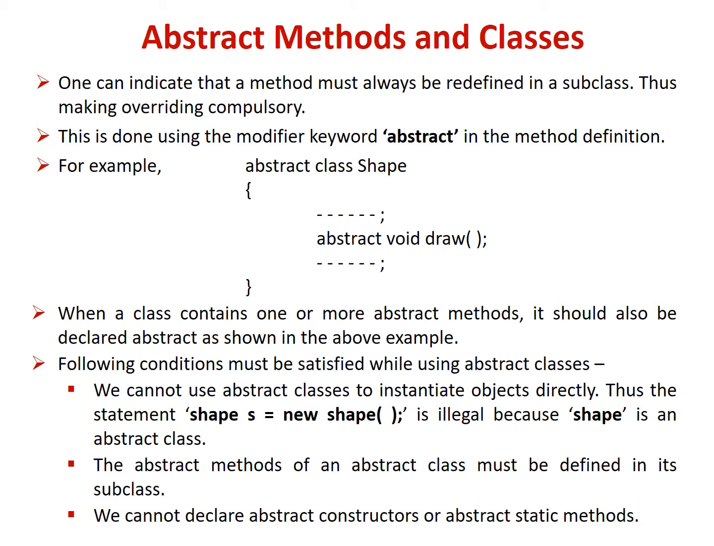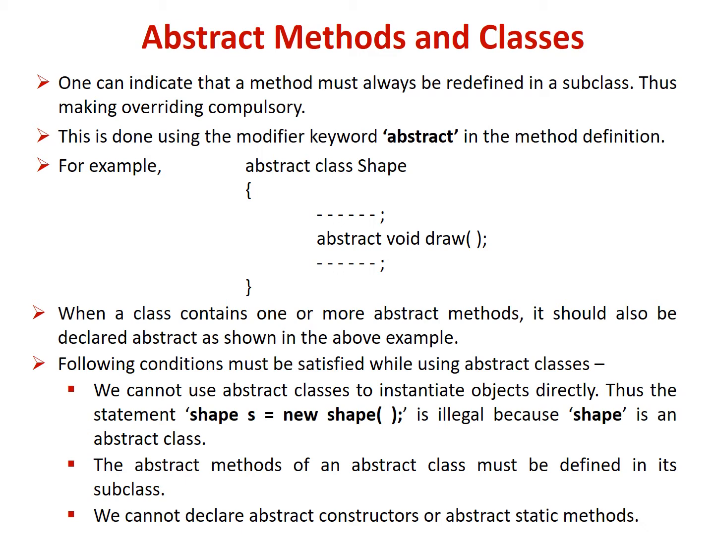As given in this example, the class shape is the abstract class, and in this class, draw method is declared as the abstract method. When a class contains one or more abstract methods, it should also be declared abstract as given in the above example.